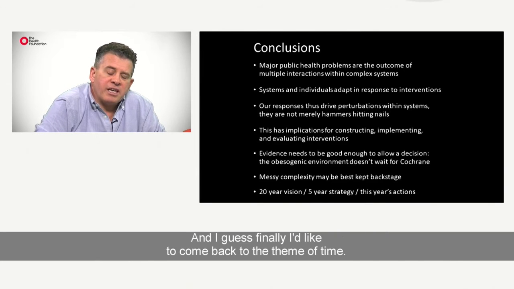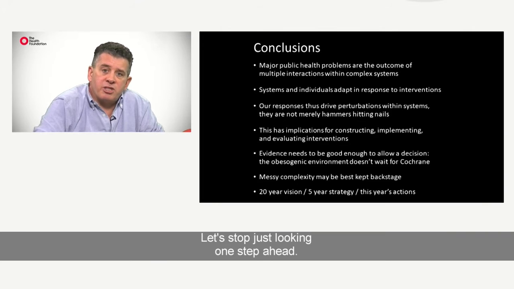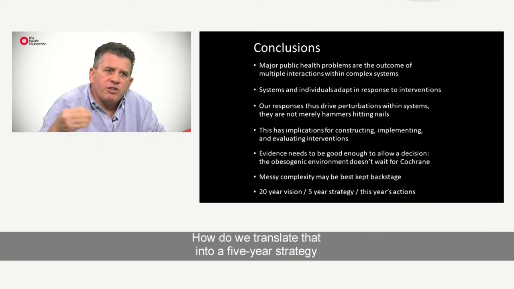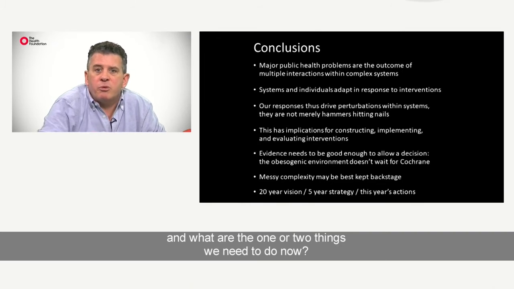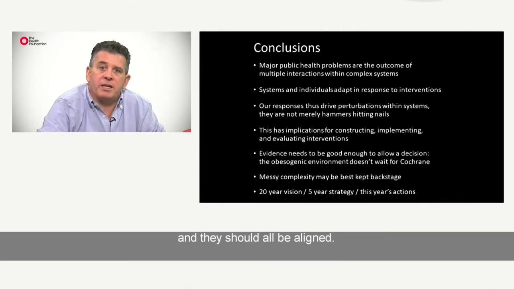And I guess finally, I'd like to come back to the theme of time. Let's stop just looking one step ahead. Let's think about where we really want to be. What's our 20-year vision? How do we translate that into a 5-year strategy to fit a political cycle, for example? And what are the 1 or 2 things we need to do now? So 20-year vision, 5-year strategy, 1-year plan, and they should all be aligned.